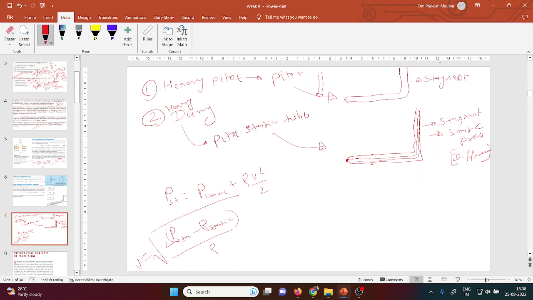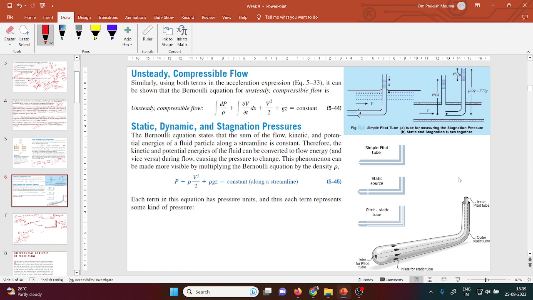So before the pitot static tube concept, we used both things, the piezometer and the pitot tube. But after this concept, we use only one thing. This pipe is connected with some pressure measuring instrument, and the pressure is coming here also, and this pipe is also connected with this, and here the pressure difference is measured. So this is the whole concept behind it.